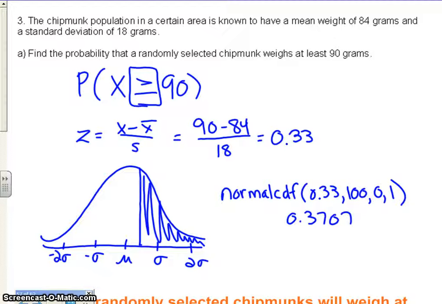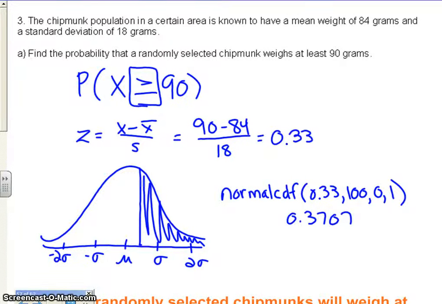So this was the one about the chipmunk population in a certain area is known to have a mean weight of 84 grams and a standard deviation of 18 grams. Question A asked you to find the probability that a randomly selected chipmunk weighs at least 90 grams, and we calculated this one in the last video. We actually found out that 37% of all randomly selected chipmunks are going to weigh at least 90 grams.